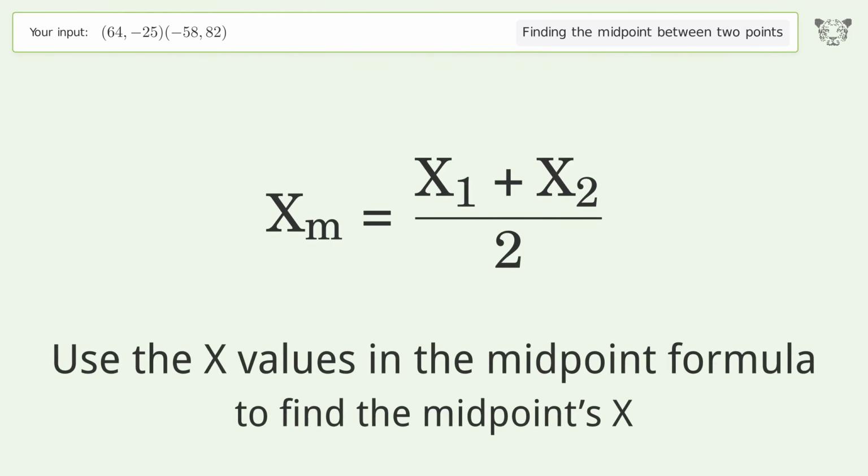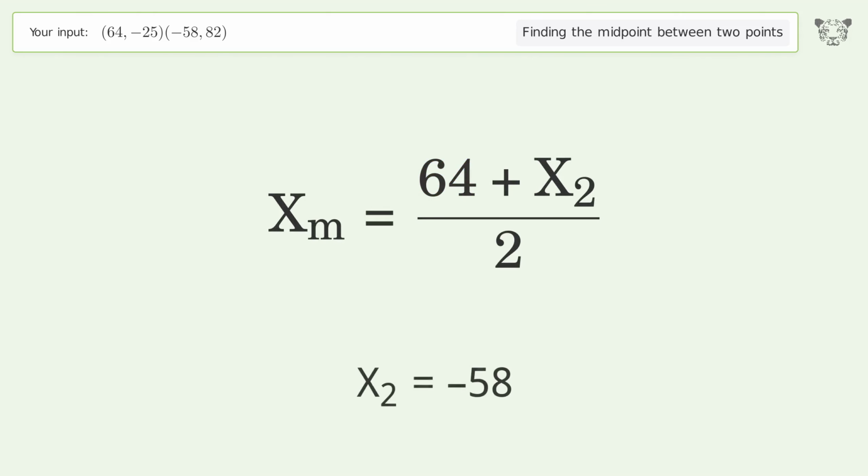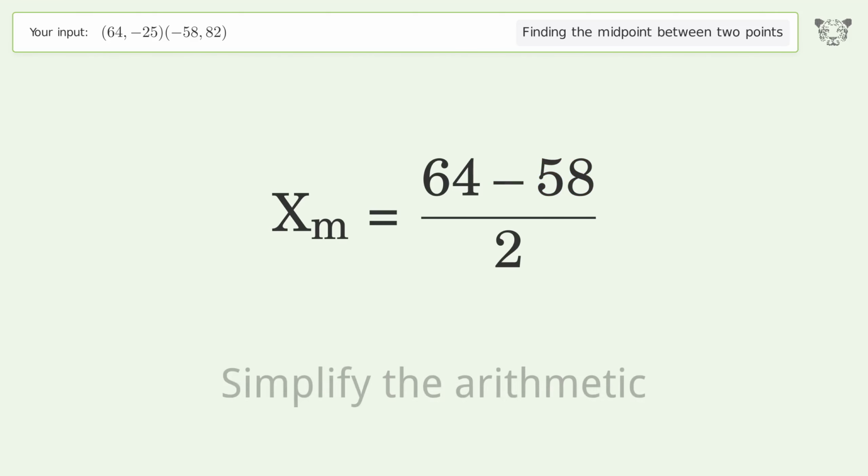Use the x values in the midpoint formula to find the midpoint's x. x1 equals 64. x2 equals -58. Simplify the arithmetic.